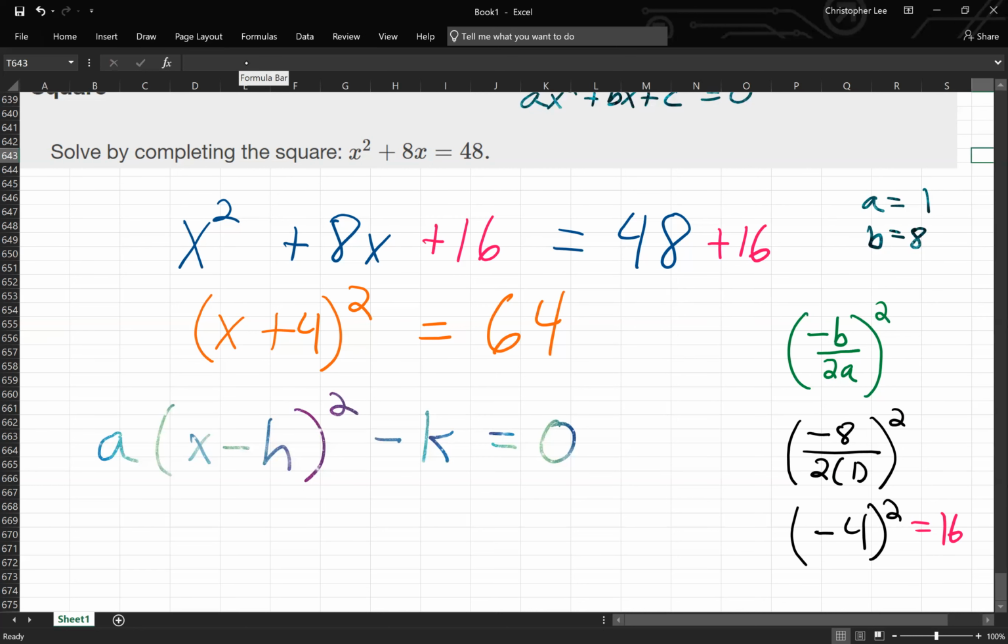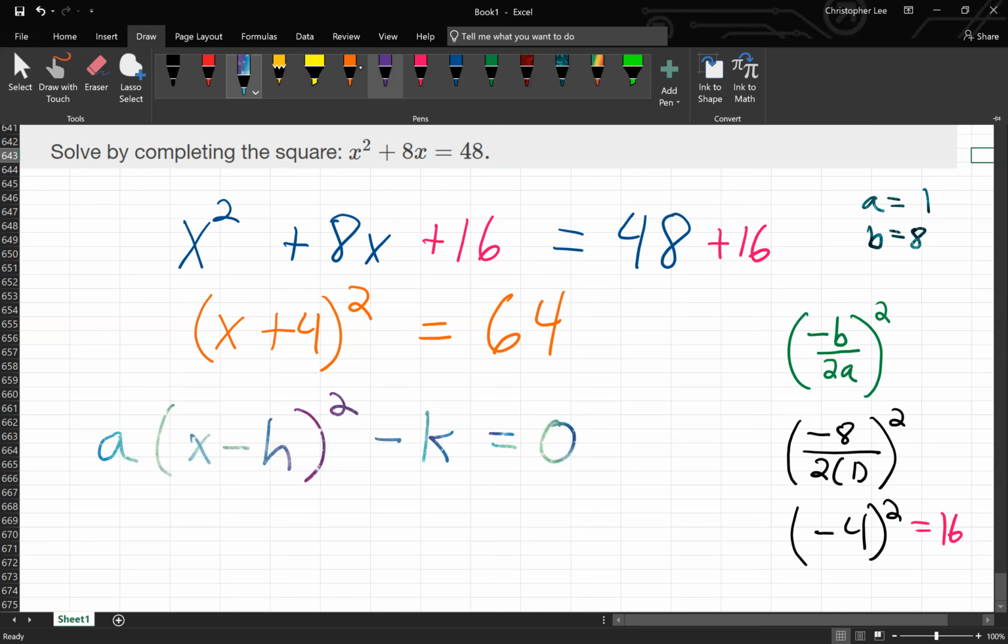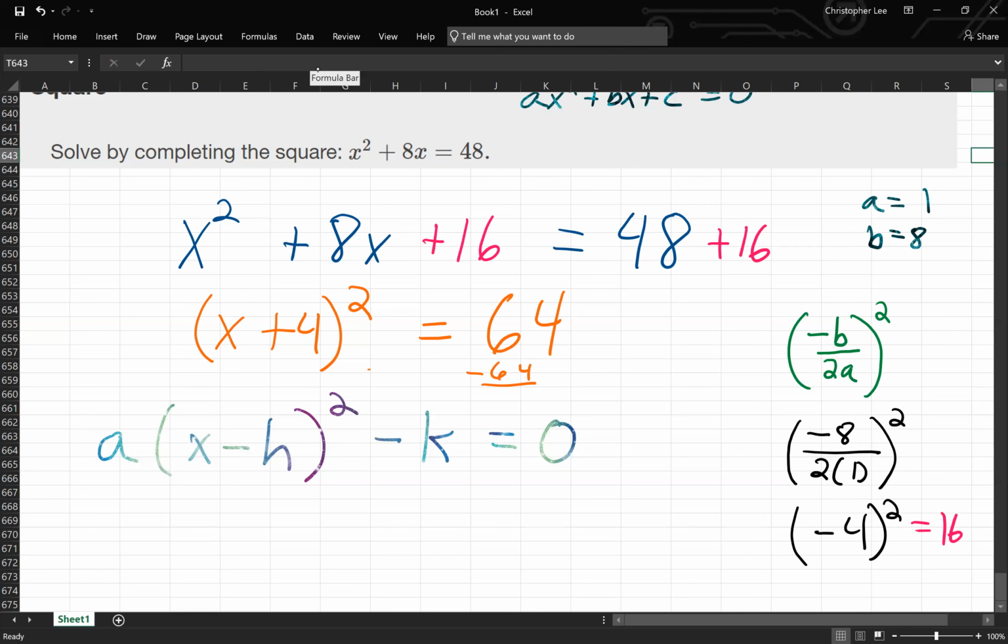So now, on your homework, what they're going to ask you is they're going to ask you specifically for these other letters here. What is A? What is H? What is K? To find that out using the answer that we found in the orange, x plus 4 squared equals 64, all you would have to do is just subtract the 64 to the other side. What you do to one side, you do to the other. And then now you will have x plus 4 squared minus 64 is equal to 0.